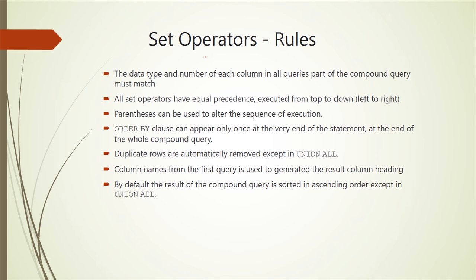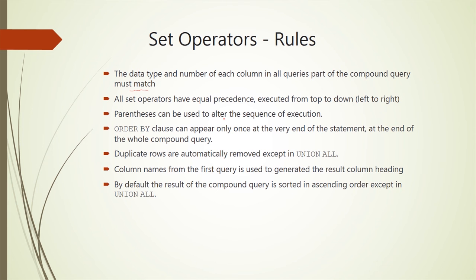Let's have a look at the rules when writing a compound query that contains a set operator. The data type and number of each column in all subqueries that are part of the compound query must match. Number of columns and data type must match. All set operators have equal precedence, executed from top to down. So union, union all, intersect, and minus, all these set operators have the same precedence. There is no priority of one over the other.